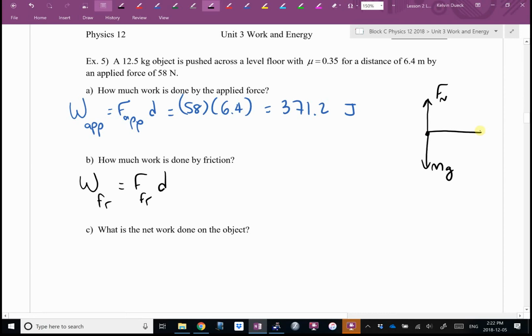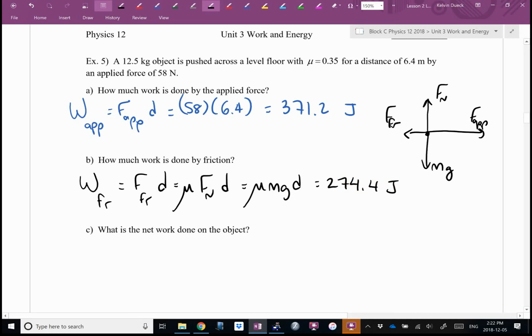I agree there's an F app. And friction. Okay. Mu times the normal force. I don't know the normal force. Oh, but look. I don't know the force the same size as the normal force. Which one? More specific. Thank you. So I'm going to go mu mg d, which is what? 274.4 joules. Why must this be wrong?